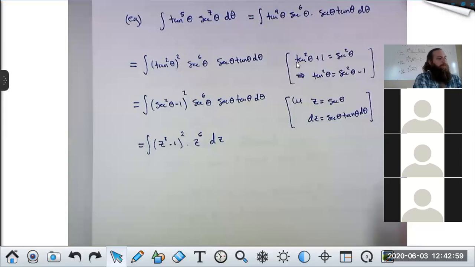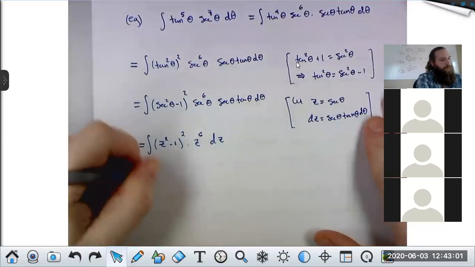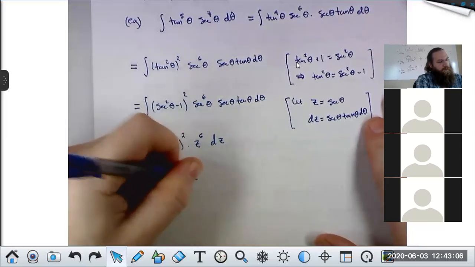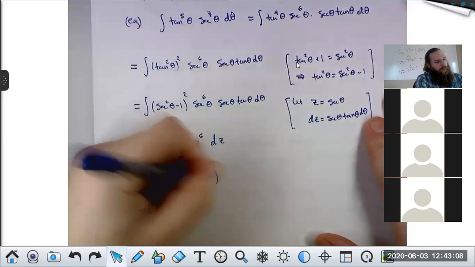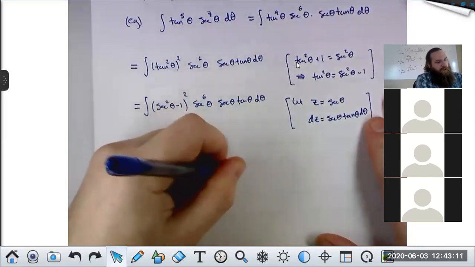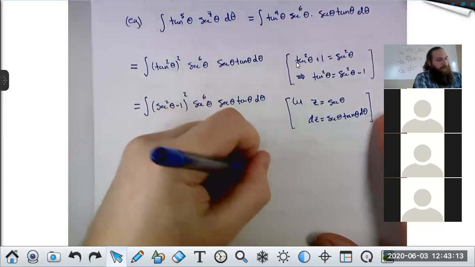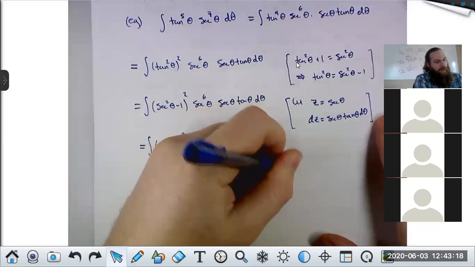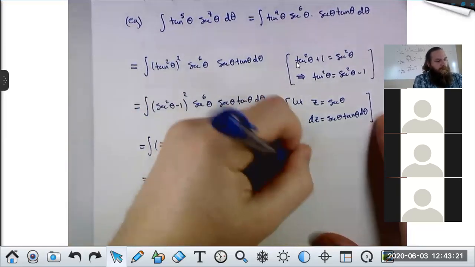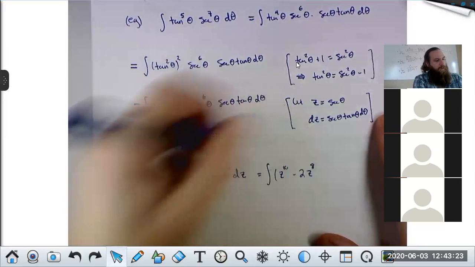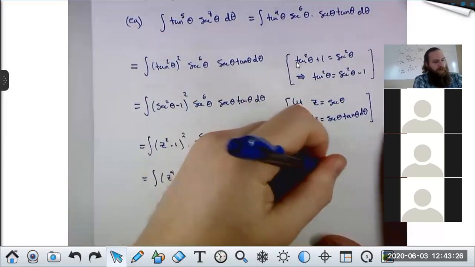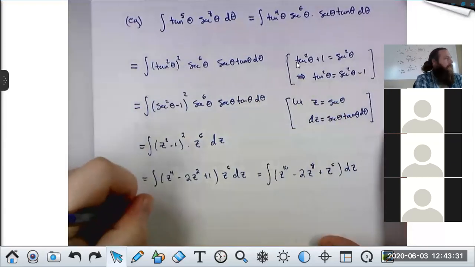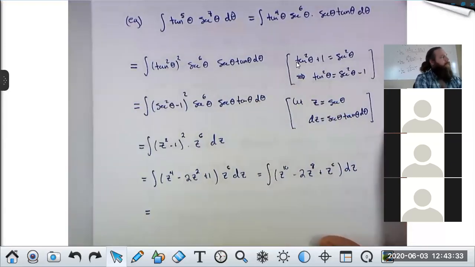From here, we FOIL it out and then distribute. So I'll have z to the 4 minus 2z squared plus 1 times z to the 6 dz, which is the same as z to the 10 minus 2z to the 8 plus z to the 6. And then I can find an antiderivative just using my power rule.